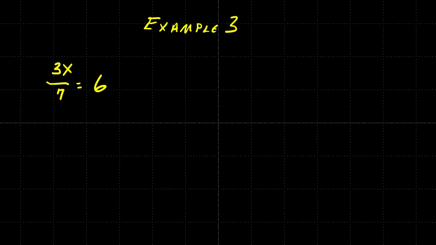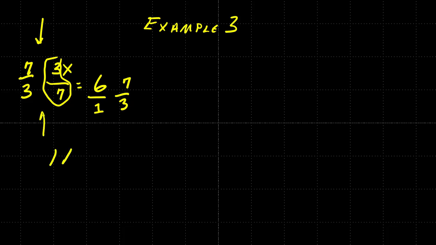Finally, example number 3, and this is where the multiplicative inverse really comes in handy. We can save ourselves a few steps by multiplying this 3 over 7 by 7 over 3. That's the reciprocal. What we're doing here is a multiplicative inverse. We have to multiply both sides of the equation by 7 over 3.